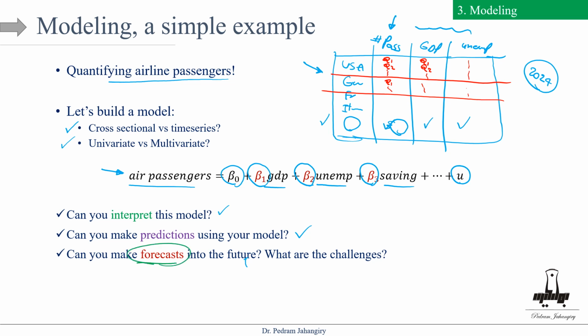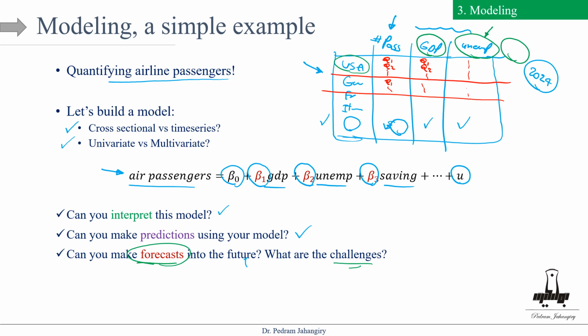So here, let's talk about the challenges. If I want to forecast, for example, the number of passengers in the USA in 2025, in 2026, quarter 1, quarter 2, quarter 3, whatever, then if I model like this, I need to have access to the GDP for the USA in the next couple of years, unemployment for the USA for the next couple of years, savings for the next couple of years, right? So this is going to make it a bit more challenging, right? This is multivariate time series forecasting.